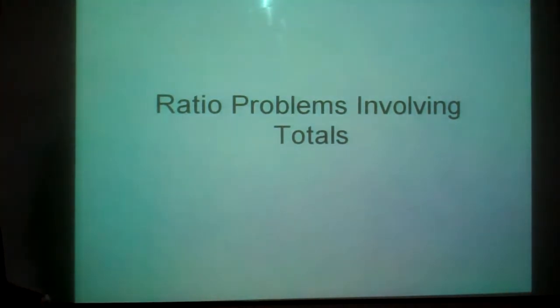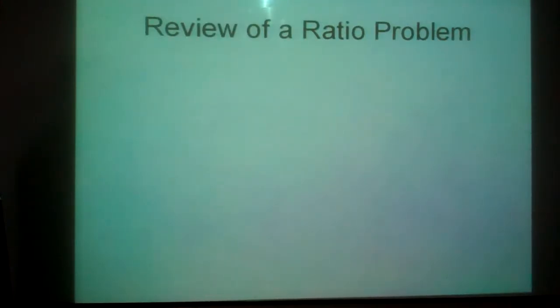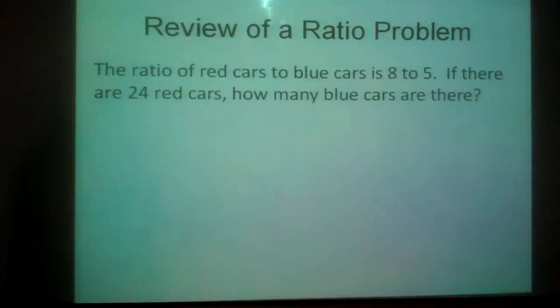But first I want to review what a ratio problem has been looking like to us, and something we should be able to work with easily. So here's a review of a ratio problem. It says, the ratio of red cars to blue cars is 8:5. If there are 24 red cars, how many blue cars are there? Alright, this is your basic standard ratio type problem.